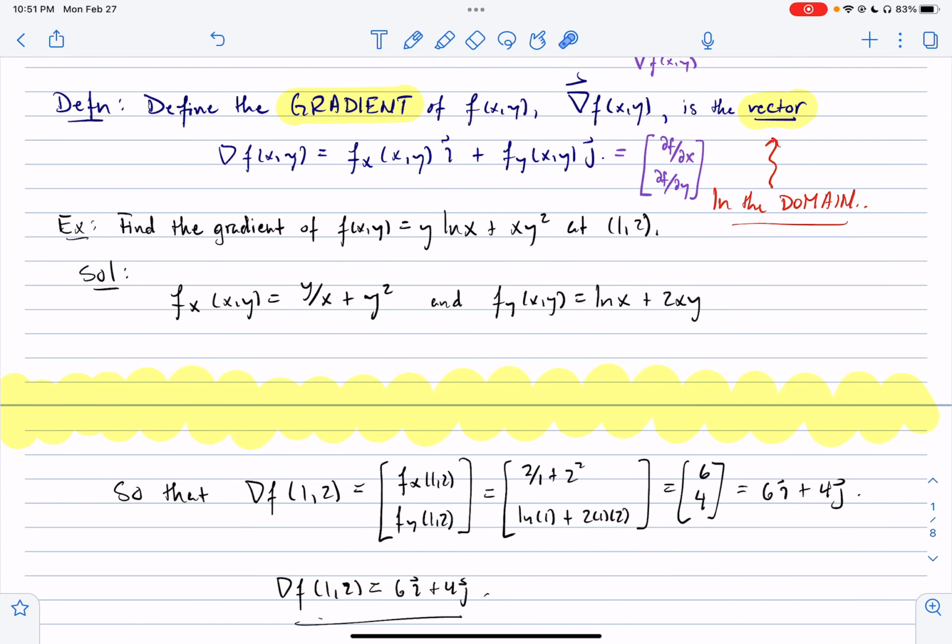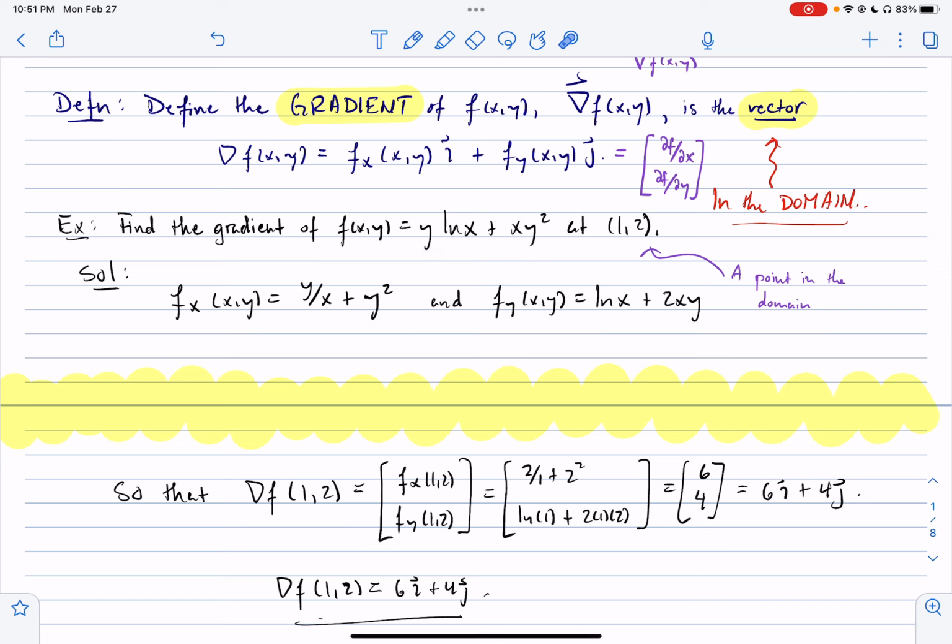So just to give an example of how to parse this definition, suppose that my two-variable function f of x, y looks like y times the natural log of x plus x y squared. And this example asks us to compute the gradient of this two-variable function at the point 1, 2. So 1, 2 is indeed a point in the domain of f. So that's good, meaning it makes perfect sense to plug in 1 for x and 2 for y in this expression.